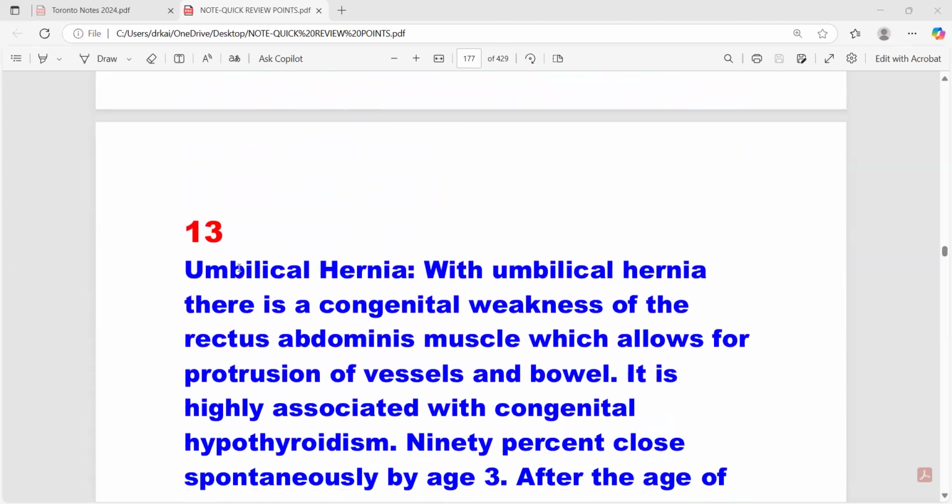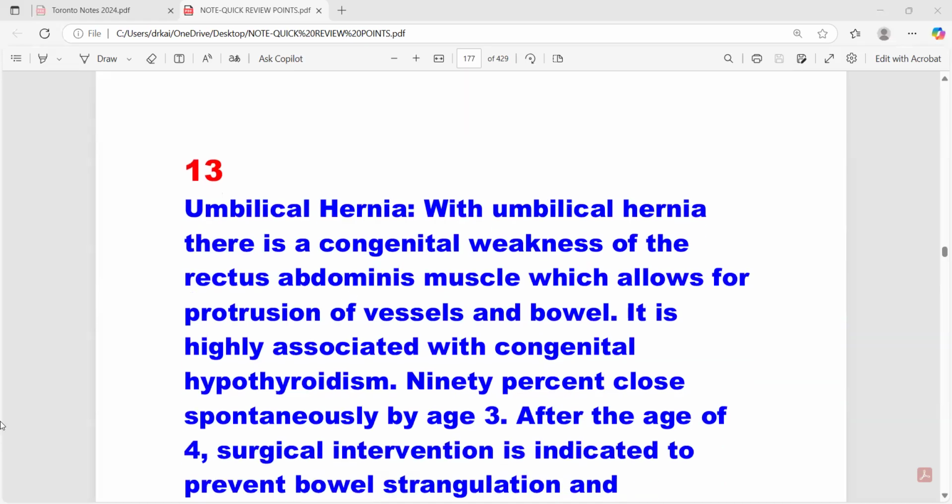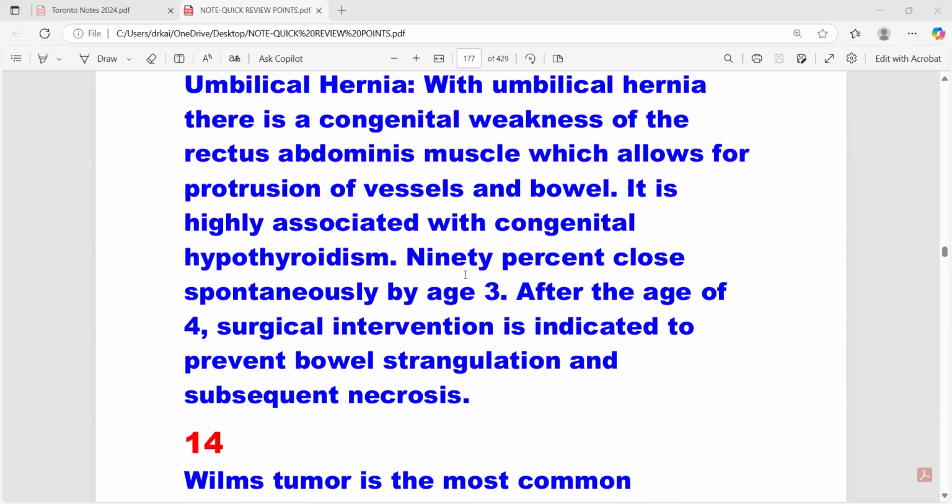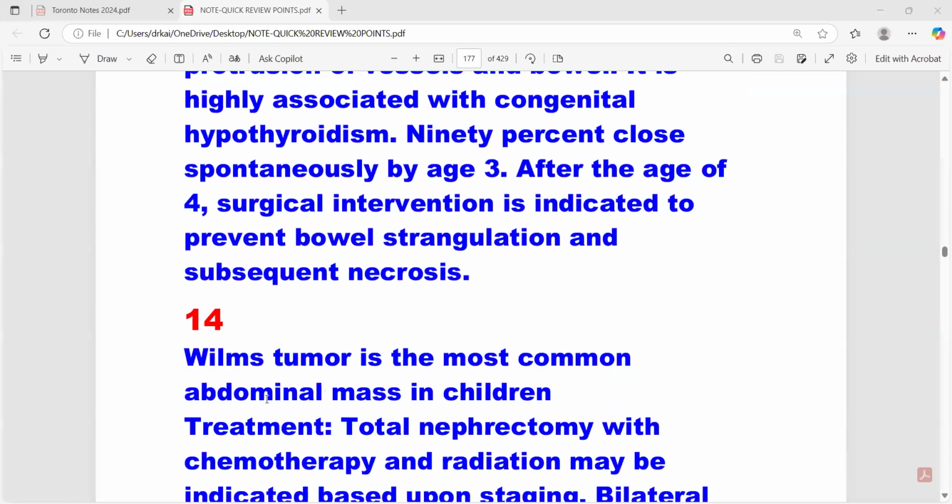Umbilical hernia. With umbilical hernia, there is a congenital weakness of the rectus abdominis muscle, which allows for the protrusion of the vessels and the bowel. It is highly associated with congenital hypothyroidism. 90% close spontaneously by age 3. After the age of 4, surgical intervention is needed to prevent bowel strangulation and subsequent necrosis.